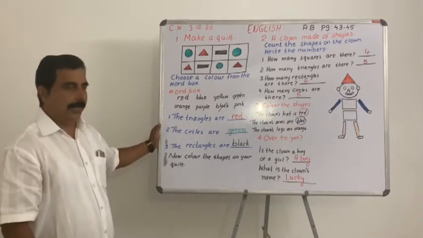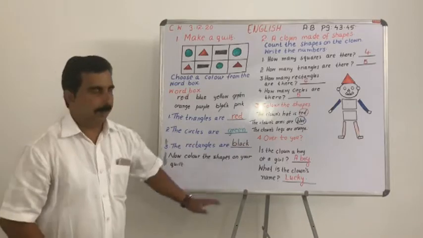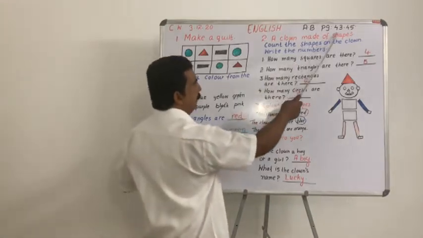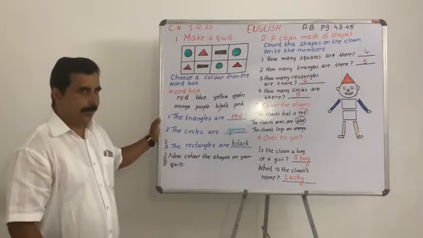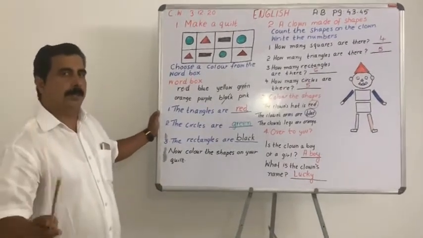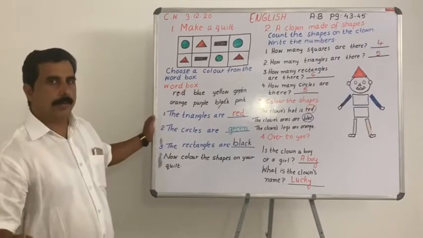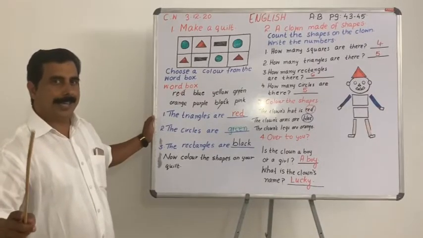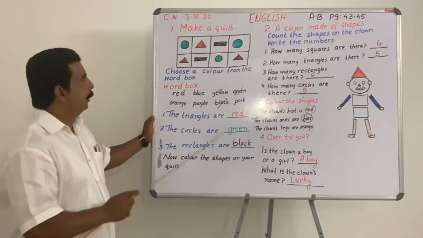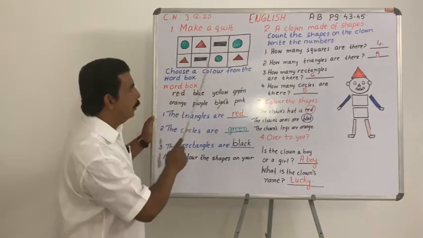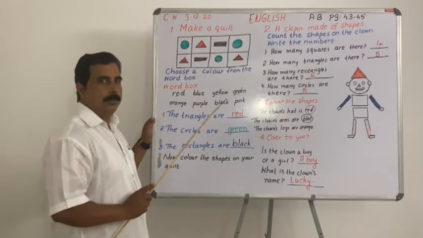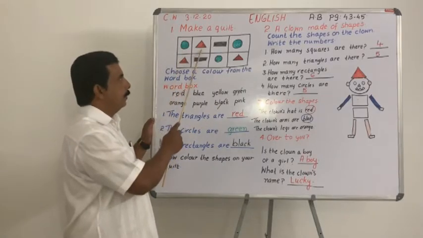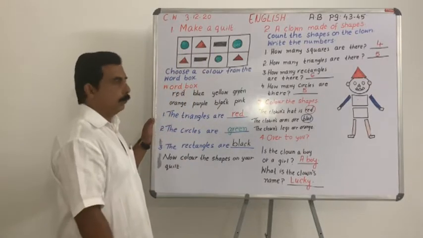So, I want to bring your attention to the board again. Today we have completed activity book pages 43 and 45. Why? Because yesterday we completed the same topic. Find out more colorful quilts. What's a quilt? I told you, a blanket. So here, make a quilt. You have drawn a beautiful quilt and colored it. Different shapes you have drawn: circle, triangle, rectangle.